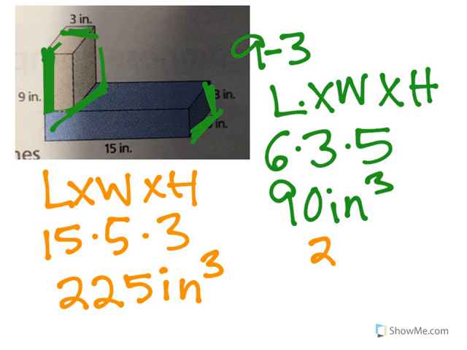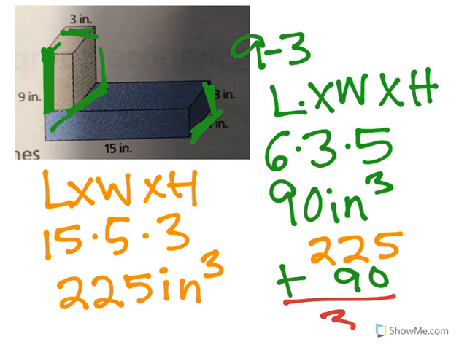I'm going to add them both together. 225 plus 90 gives me 315 inches cubed. So it really is like 2 problems, adding them together. So take the length times width times height of one figure.